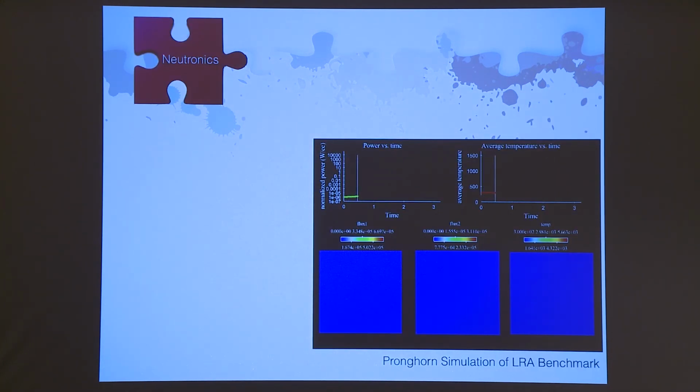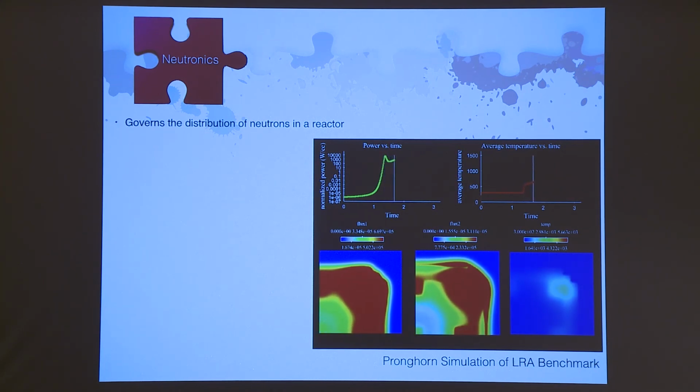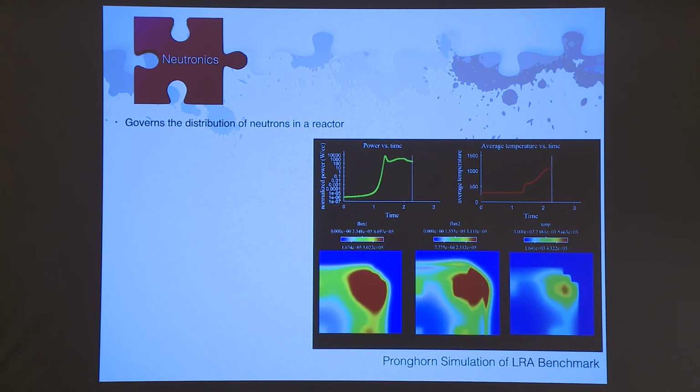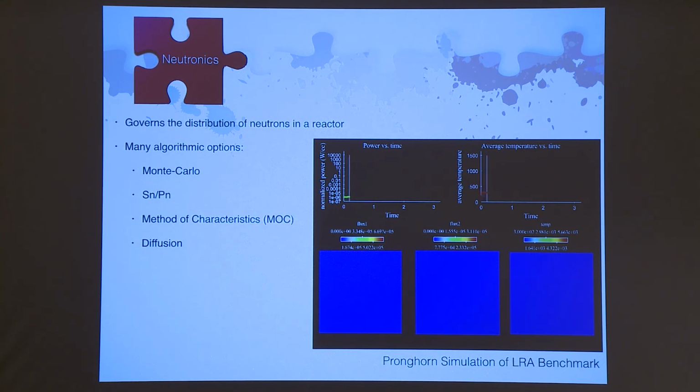The next piece of our puzzle was neutronics, and this is obviously really important. It's how you actually solve for the neutron distribution in your reactor, both where they are and how much energy they have. And this is what's going to ultimately give you the power in your reactor and the heat generation rate.